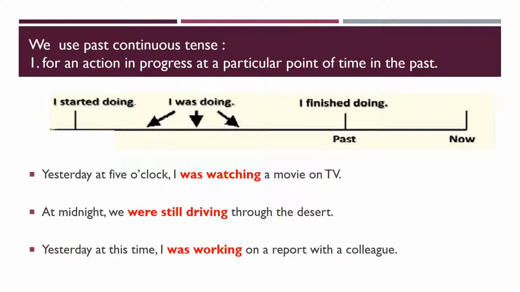To explain in more detail, let's say we're talking about yesterday around 6 o'clock. You started working on a report with a colleague at 4 o'clock. And then you continue working at 5 o'clock. You were still continuing working, and then you finished working on that report at 6 o'clock. So here we're talking about the process and ongoing action in the past.